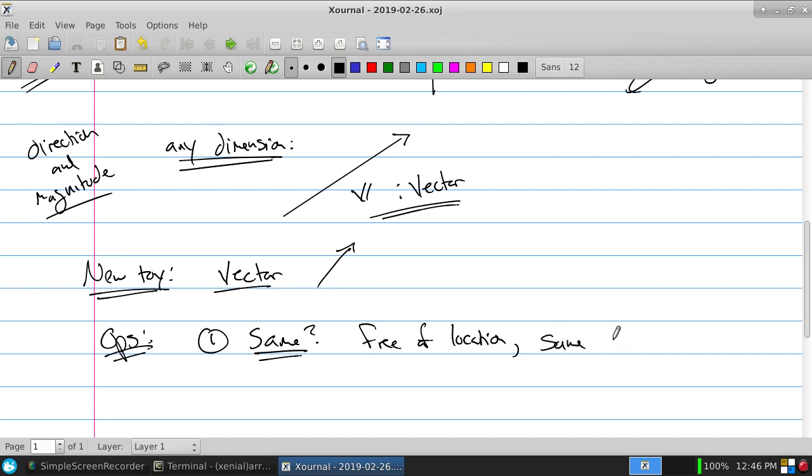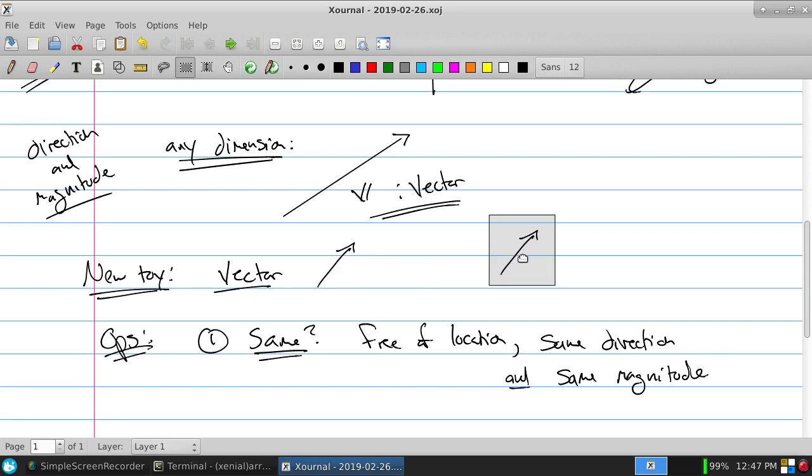And what I should see is same direction and same magnitude. In other words, I don't care if we look at this arrow right here and this arrow over here. They're equal. Why? They're same direction, same magnitude. I don't care where they're located. Same direction, same magnitude. Period. That allows us to do certain things to help us on solving problems.